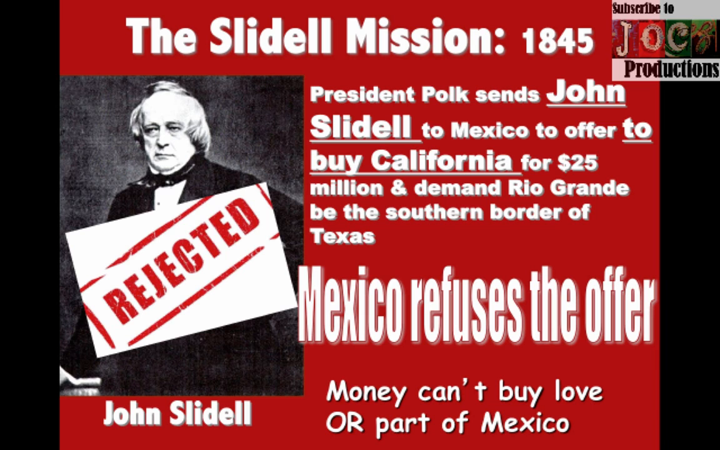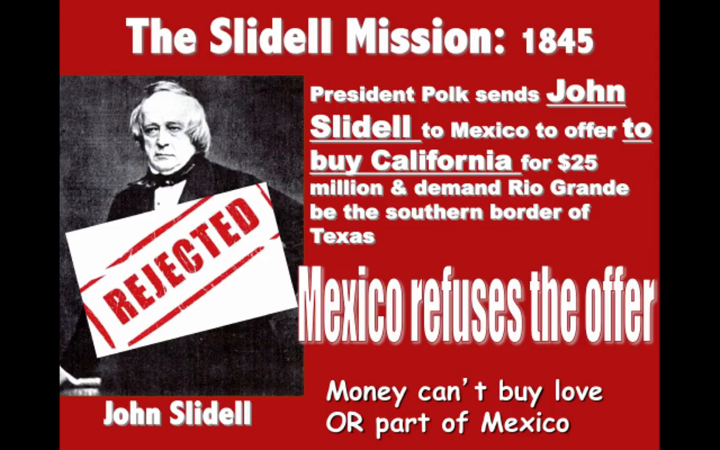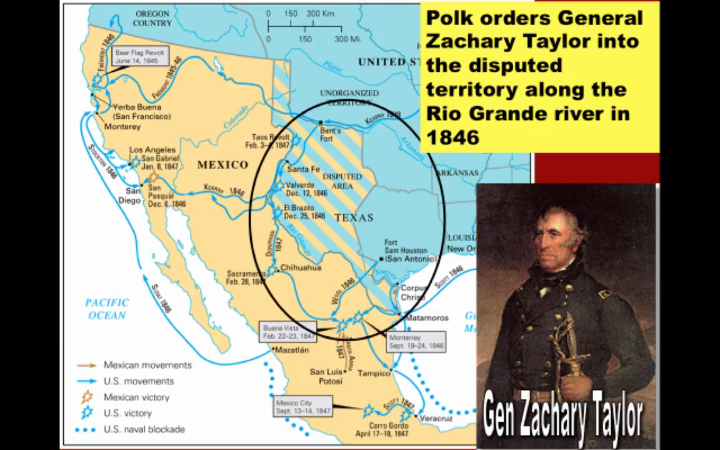Part of Mexico. John Slidell is rejected. They don't even let him present his case, and Polk's angry. So what you see is, Polk decides he's going to start a war. Now, some historians say he doesn't really try to start the war. Other people say that's what he was itching for, a fight.